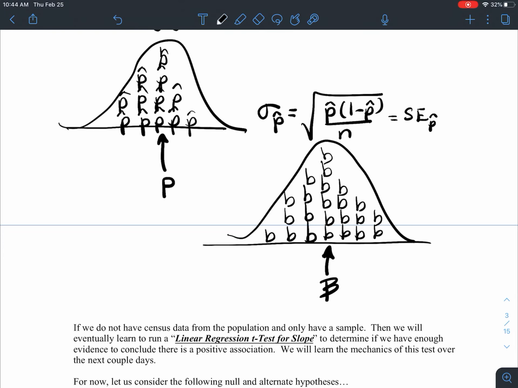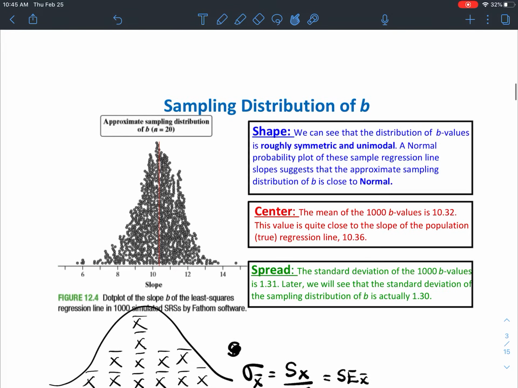Okay, now there is a special formula for how to get the spread of this sampling distribution for the sample slope here. Okay, now this formula is a little bit different. It'll be on the next page, so you don't have to write this down. Okay, but this is the formula. We'll dissect that in a moment for the spread.